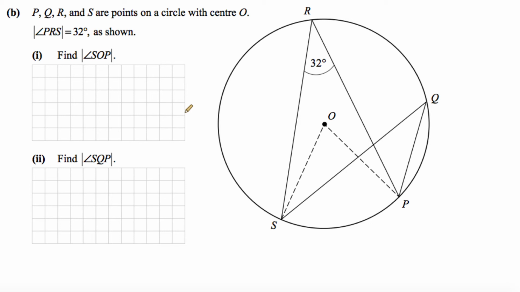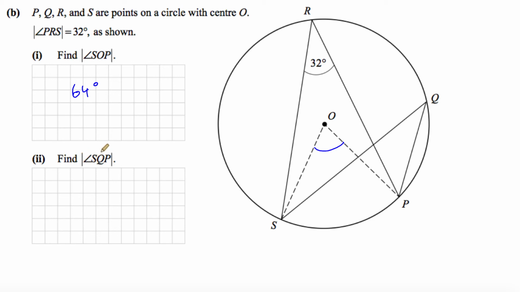Part B. P, Q, R, and S are points on a circle with center O. The angle PRS is equal to 32 degrees as shown. Find the size of the angle SOP. So if we're looking for this angle here, well, we know that this will be double the 32 because we've just proved that theorem. So it's going to be 64 degrees. The angle at the center on the same arc is double the angle at any point on the circle.